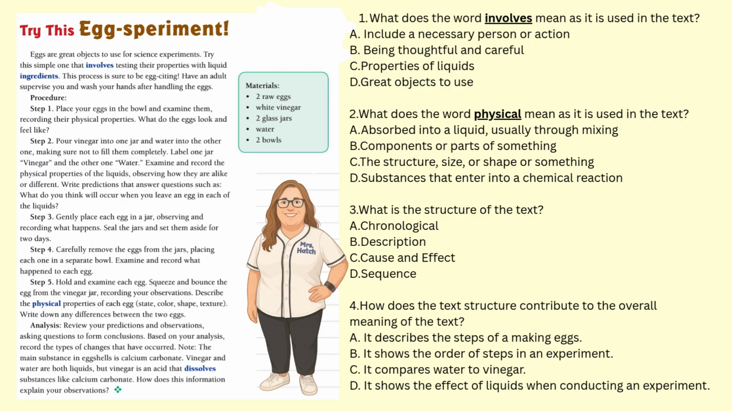All right, number 4. How does the text structure contribute to the overall meaning of the text? Now, remember, when we see that word contribute, we mean how does it add to the meaning of the text? How does it add to that text? A, it describes the steps of making eggs. B, it shows the order of steps in an experiment. C, it compares water to vinegar. D, it shows the effect of liquids when conducting an experiment. Okay, put your answer down on your paper.